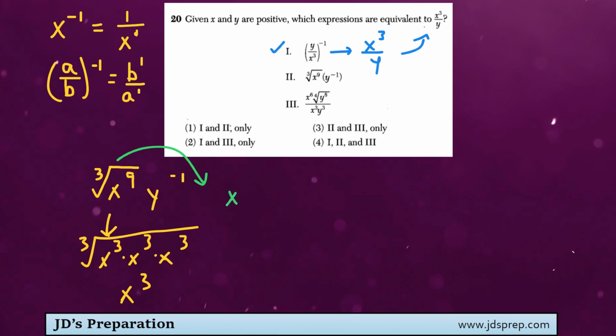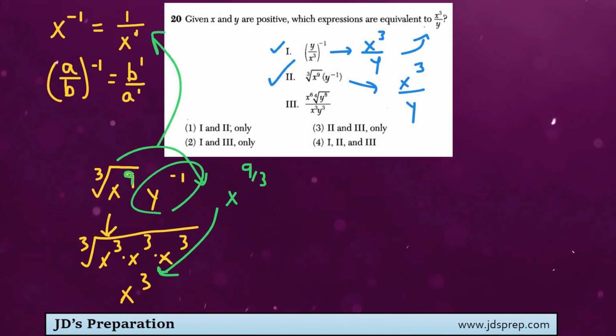Another way to consider this is that we could rewrite this radical as a power. It would become x to the power of 9 over 3. Remember that the index becomes your denominator in the fraction within the exponent, and the exponent here, the 9, becomes the numerator. And of course, x to the power of 9 over 3 is the same thing as x cubed. And y to the power of -1, just like we talked about, is the same thing as 1 over y. So our second expression is the same thing as x cubed over y to the power of +1. So that checks out, and it is equivalent to the original expression.